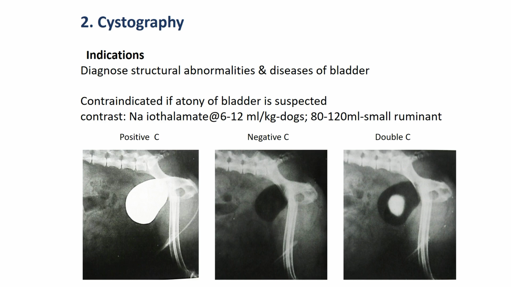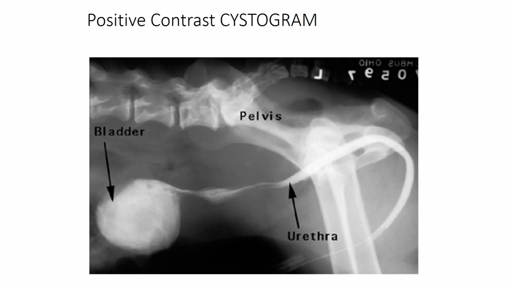In triple contrast radiography, we have to perform a peritoneography and cystography simultaneously and take a radiograph of the bladder. So this is considered a triple contrast radiography.